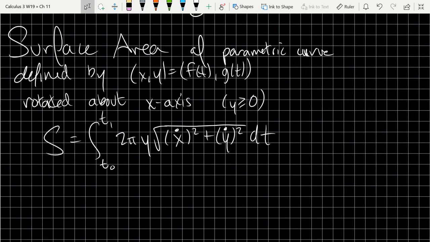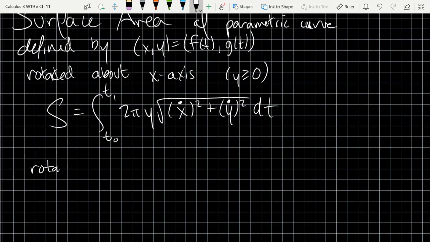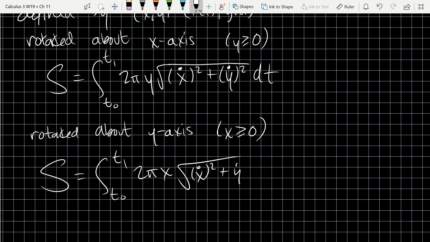So this is rotate about the x-axis, and then if we rotate about the y-axis, a positive x coordinate. So our surface area is the integral t0 to t1, 2 pi x square root x dot squared plus y dot squared dt.